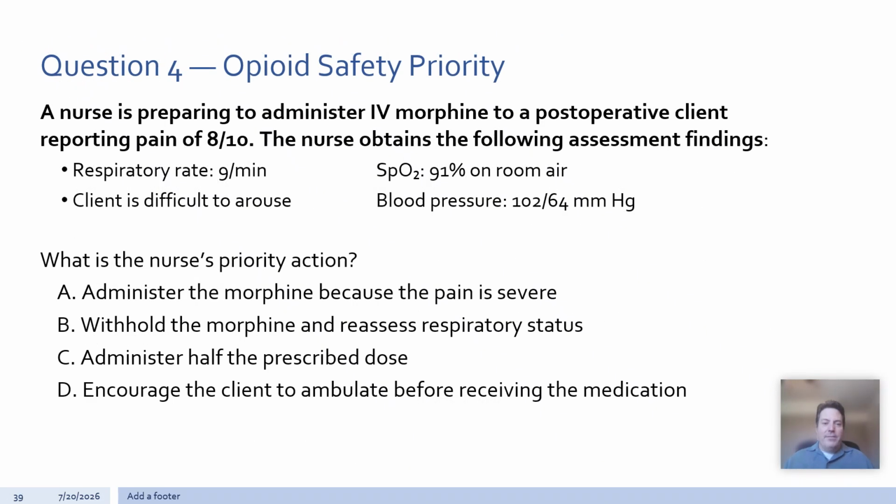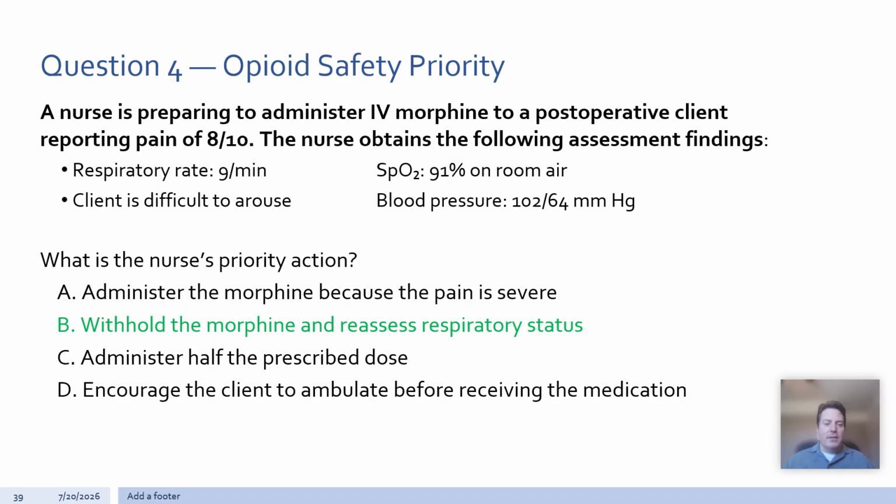Let's go to opioid safety priority question. A nurse is preparing to administer IV morphine to a postoperative client reporting a pain of 8 out of 10. The nurse obtains the following assessment findings: a respiratory rate of 9 breaths per minute. The client's difficult to arouse, an SpO2 of 91% on room air, which isn't super bad in Colorado, but it's not great. Blood pressure of 102/64. What's the nurse's priority action? Administer the morphine, withhold it, administer half the prescribed dose, encourage the client to ambulate. Go ahead, pause, and take your guess.